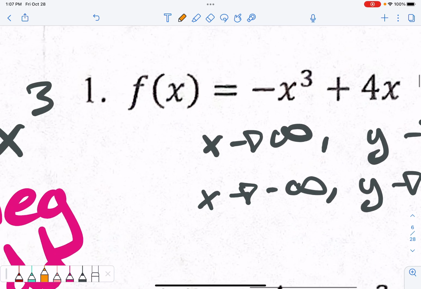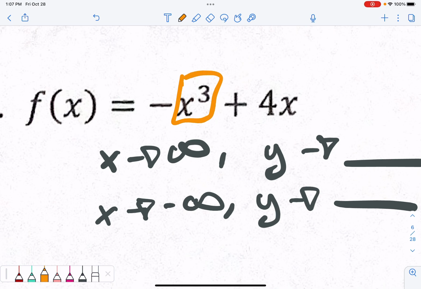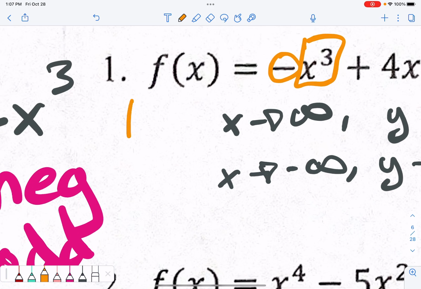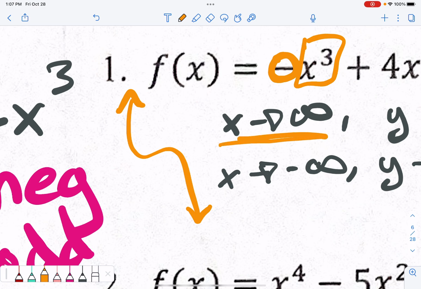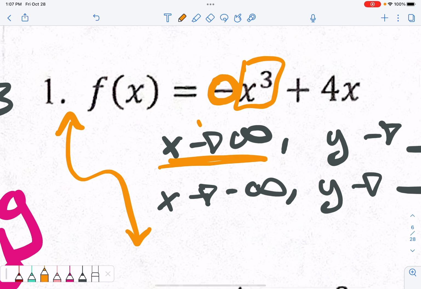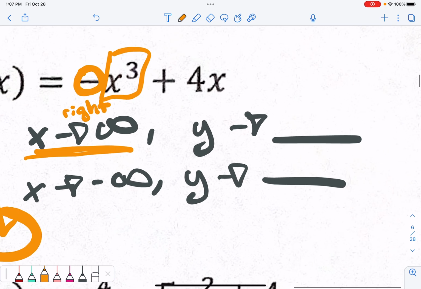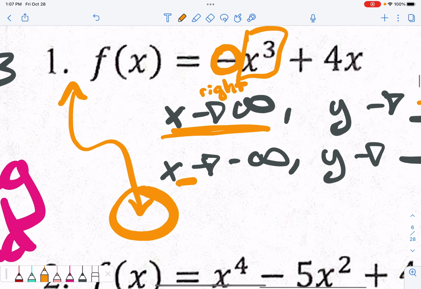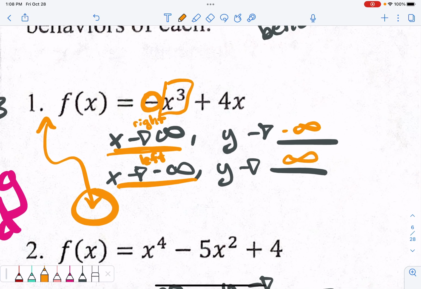Okay, the parent function on number 1 is x to the third power. And it's negative, so it's going to do something like this. It's going to go downhill from left to right because it's negative, and it's odd, so it goes opposite directions. So as x goes toward infinity, on the right side of the graph, it is going down, correct? So negative infinity. As x goes toward negative infinity, on the left side, it is going up. So we put infinity. Make sense? Something like that.